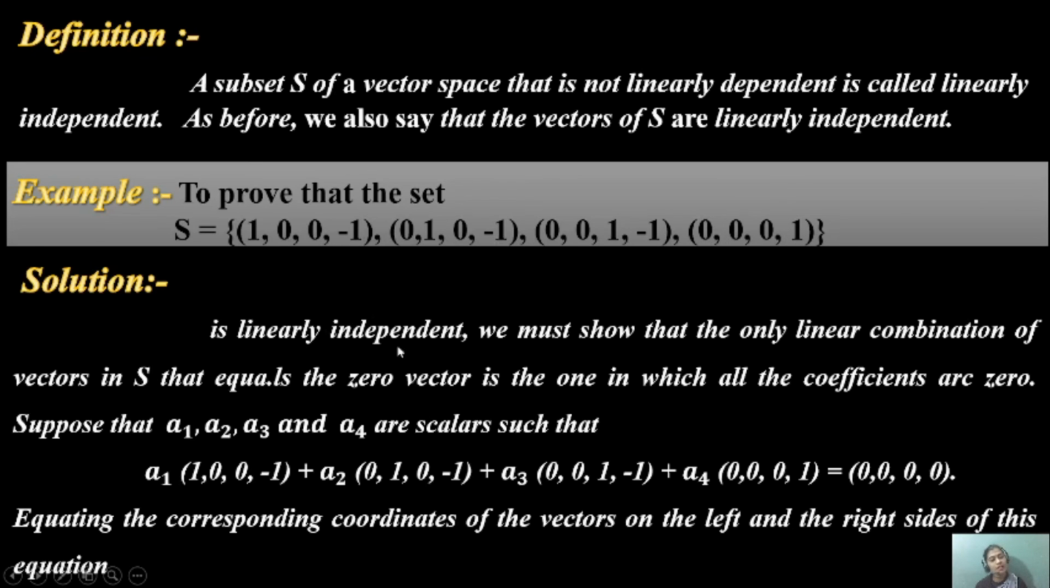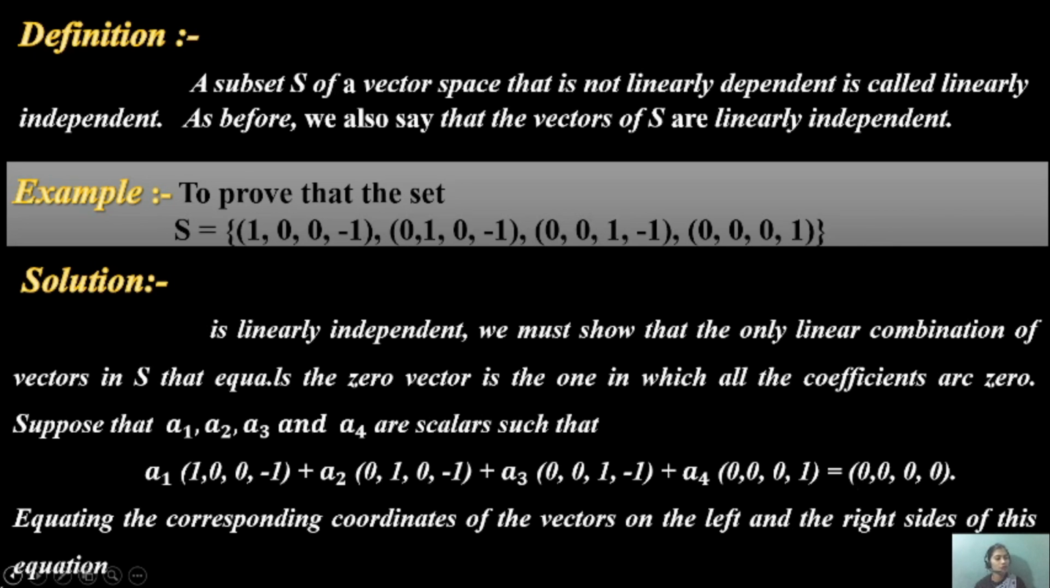S is called a span or generates the vector space. Since S is linearly independent, we must show that the only linear combination of the vectors in S equal to the zero vector is the one where all coefficients are 0. Suppose that a1, a2, a3 and a4 are scalars such that a1 times the first vector, a2 times the second, a3 and a4 times theirs give the 0 vector.